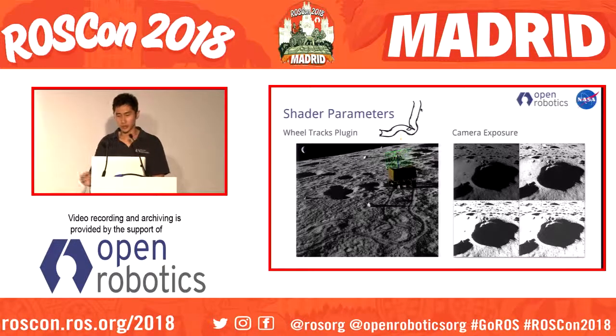And the next example, on the right, is the camera exposure plugin. In the polar regions of the moon, you have situations where often the camera points at the sun, and you want to test different camera exposure settings. So for simplicity, we expose a ROS topic, which takes a parameter, just the camera exposure setting, and then we pass that down to the shaders, and that affects the output accordingly.